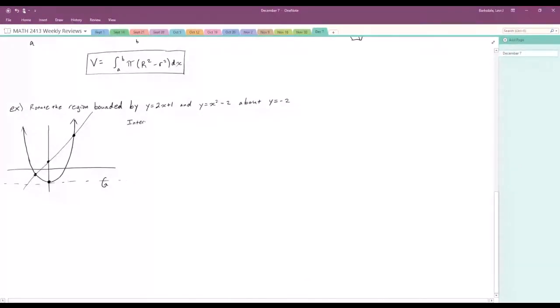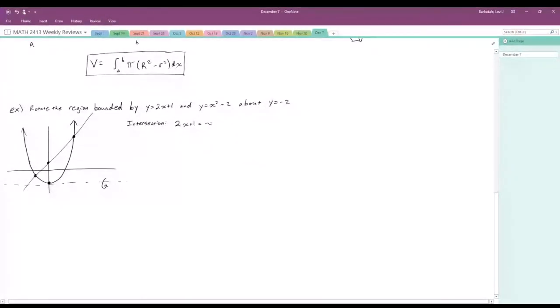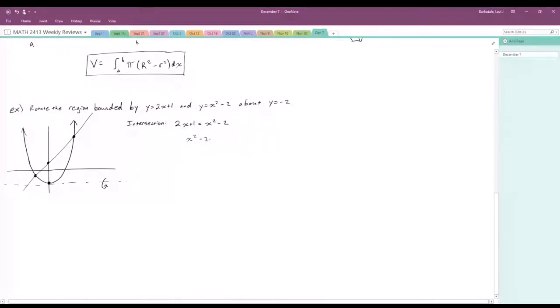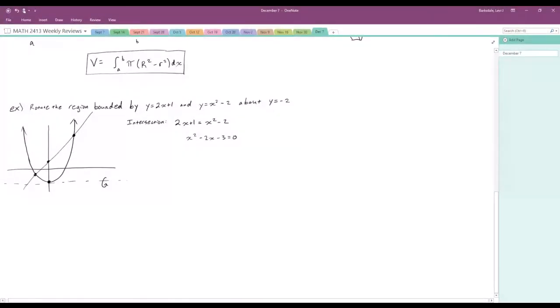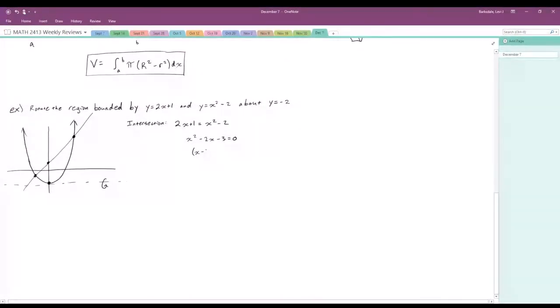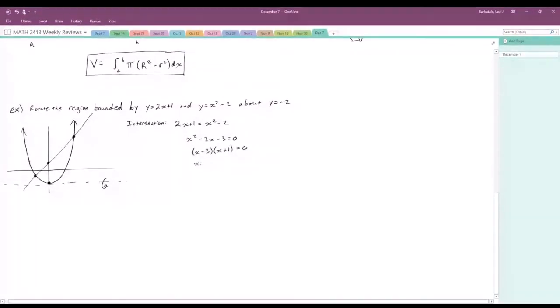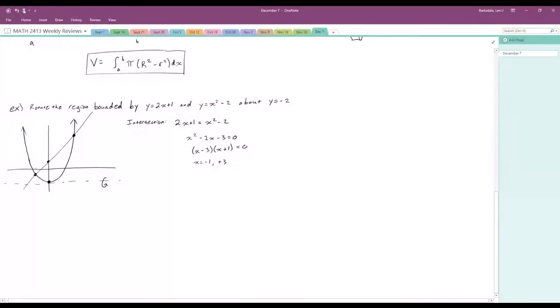So let's find the intersection points because I need to know where my integral should start and where it should end. To find my intersection points, I'm just going to set my two equations equal to each other. If I move all the terms over to one side, I get that x squared minus 2x minus 3 is equal to 0. I can factor that into x minus 3 times x plus 1, which tells me that x is either equal to -1 or +3. So I'll just mark that on the graph, and that'll give me my lower bound and my upper bound for my integral.